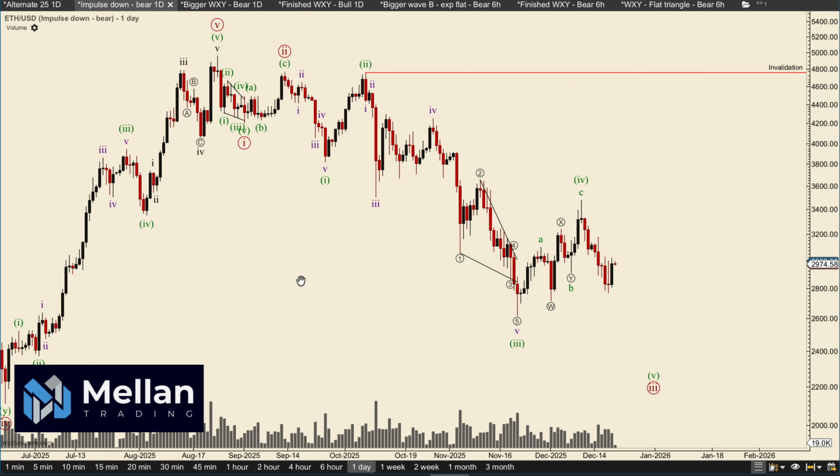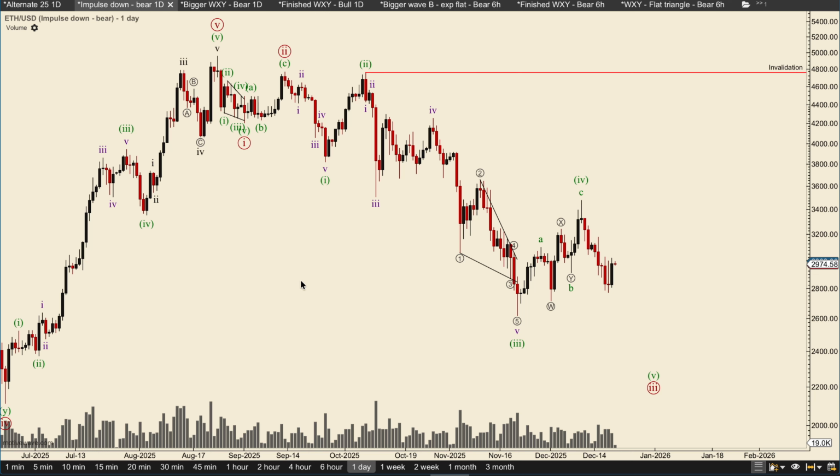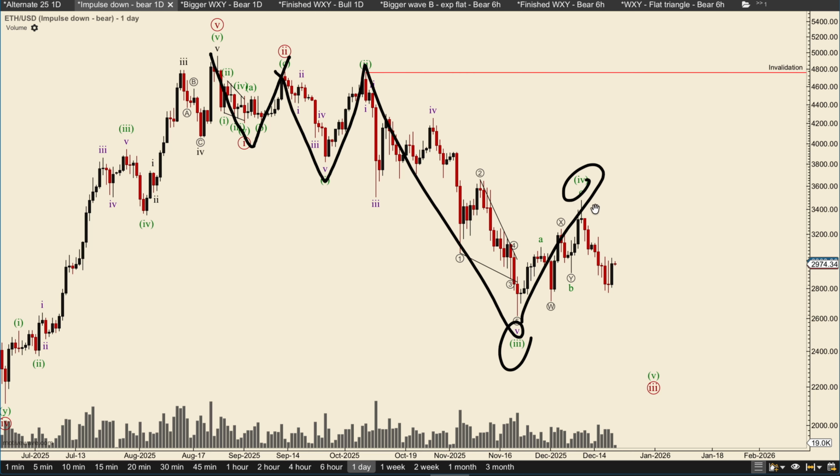Hello, let's take a look at my bearish and bullish scenarios for Ethereum. Starting with the impulse down scenario. So here we're counting this as a wave 1, 2, 1, 2, 3, 4, and now looking for green wave 5 to finish red wave 3, then red wave 4 and 5, and looking for further downside.